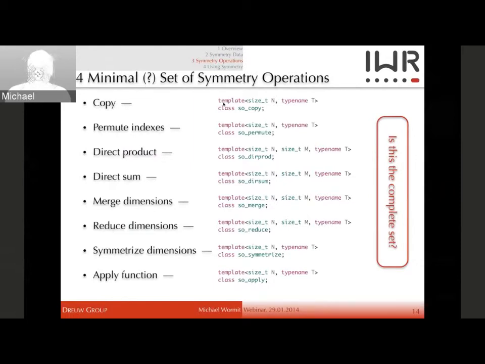This glues together two symmetries as a direct product. So you get from n and m dimensions, or rank n and rank m, to rank n plus m as a product, and then there's a direct sum which does the same thing as a sum.